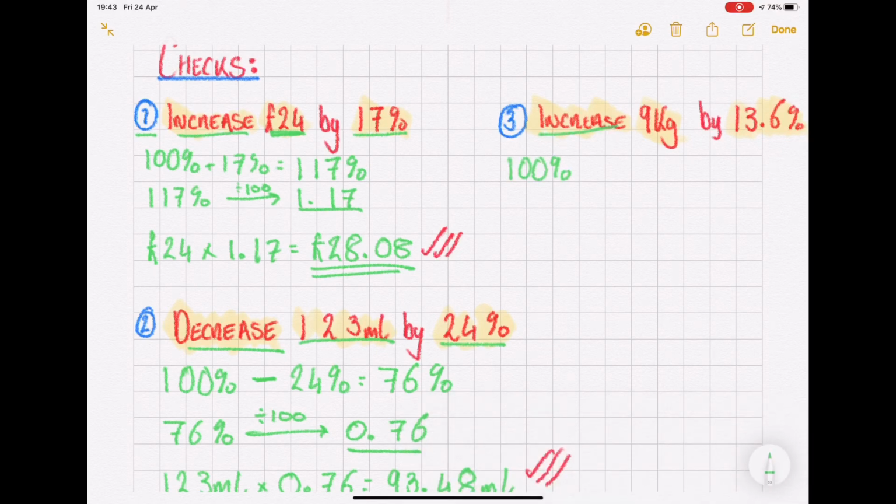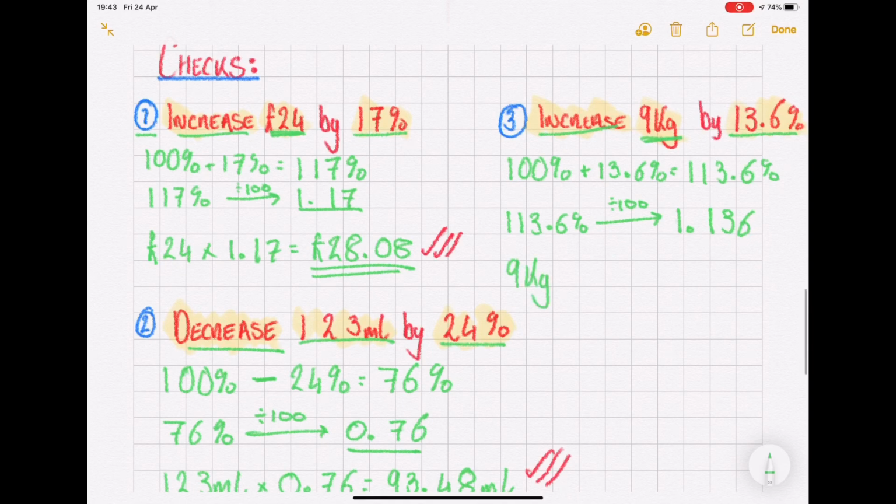And we're increasing, therefore we're adding our 13.6%. And if we do that, we get 113.6%, like that. Now we need to find our percentage multiplier, so we take our 113.6%, we divide it by 100, which gives us 1.136.